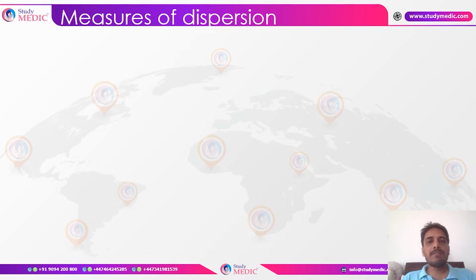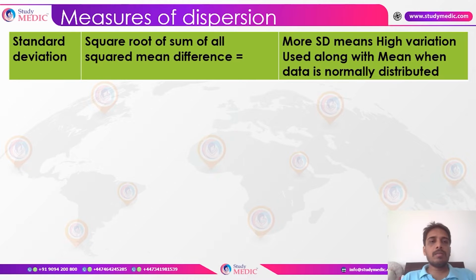Now there are measures of dispersion. The most commonly used measure of dispersion is standard deviation. It is the square root of the sum of all squared differences from the mean. Means what? It is the square root of the sum of the differences of all data from the mean value, that is the squared differences, divided by n. So this is the standard deviation. The larger the standard deviation, the greater the variation. Usually it is used along with the mean and not with the median, and only when the data is normally distributed.